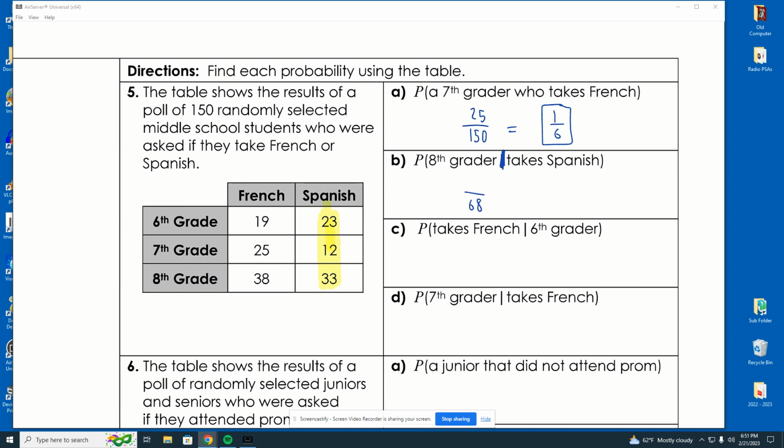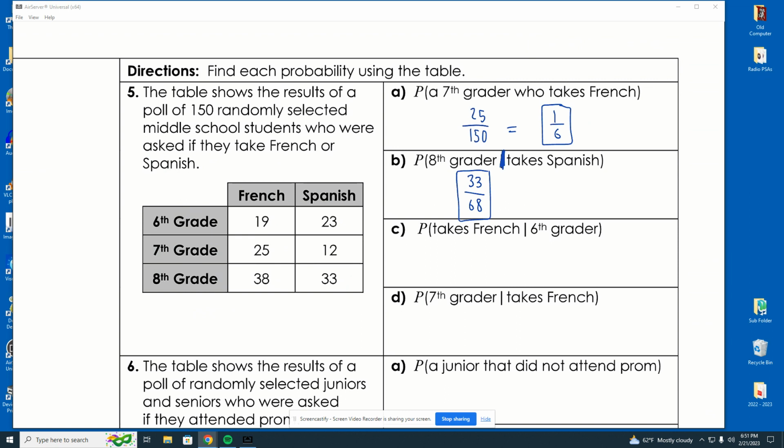Now, of those 68, how many are 8th graders? 33. So 33 out of 68. You can type that in your calculator. I don't think that reduces. So 33 out of 68 is your answer. Look at the next one.